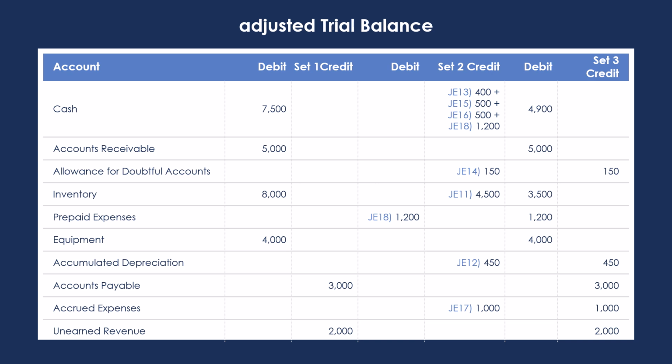Let us take the opening cash position, $7,500. In the adjusting entries, we have $2,600 in credits. Credits are a reduction of cash. 400 plus 500 plus 500 plus 1,200 equals 2,600. Accordingly, 7,500 minus 2,600 equals 4,900. The balance you see for cash in the third set of debits and credits.